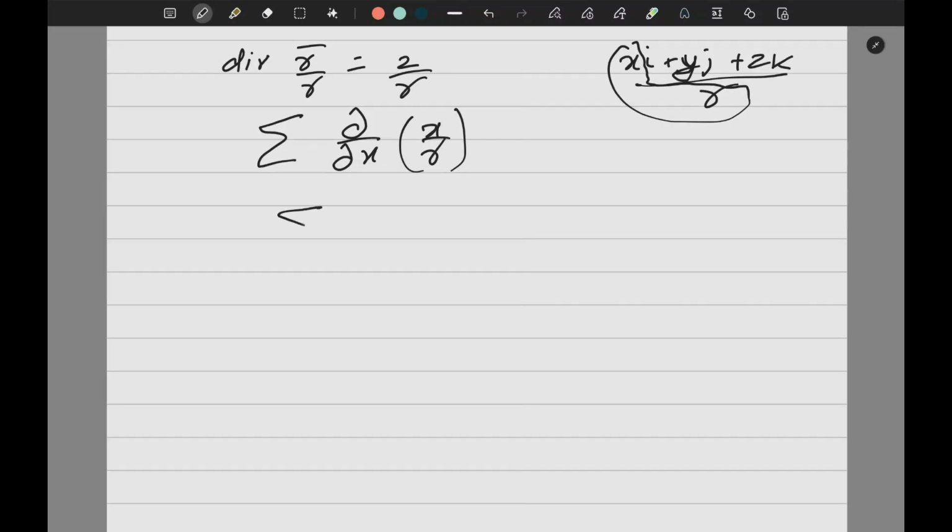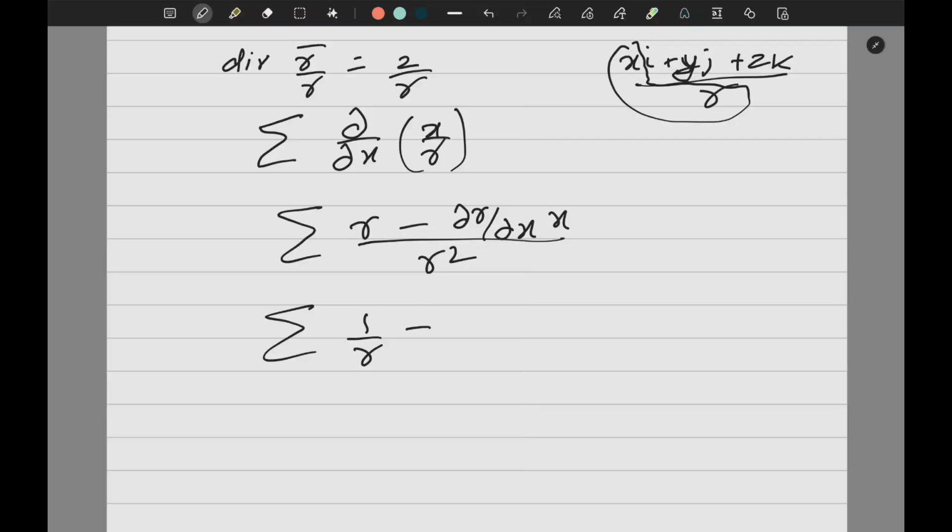Now differentiate by quotient rule. Differentiation of x is 1, so r minus dou r by dou x into x upon r square. Okay, now this is summation 1 by r minus this is x by r, right? So it is x square by r cube, right? So x square by r cube.